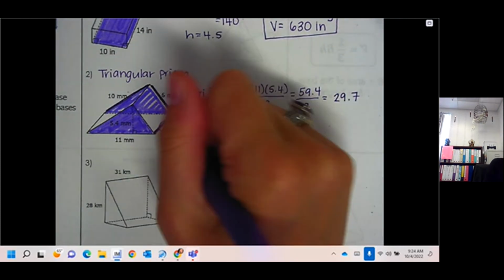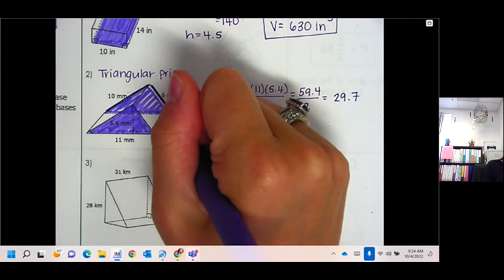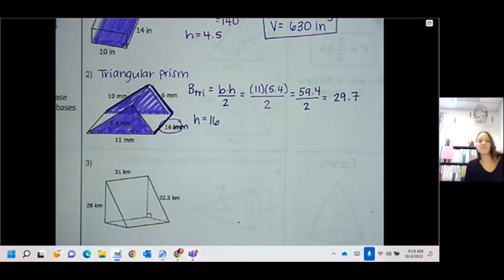And it actually should be millimeters. I just realized that. Not inches. What the heck is that? Typos. So the height of the whole prism, 16.